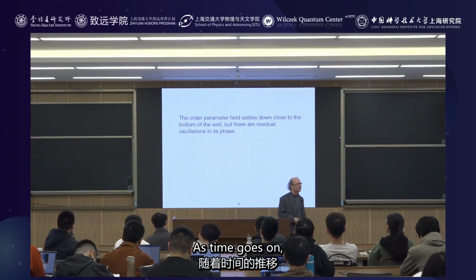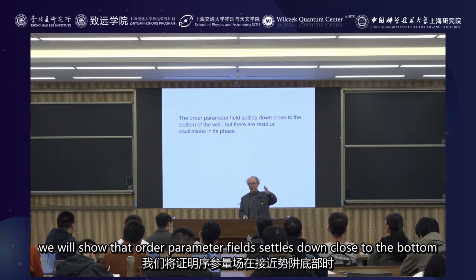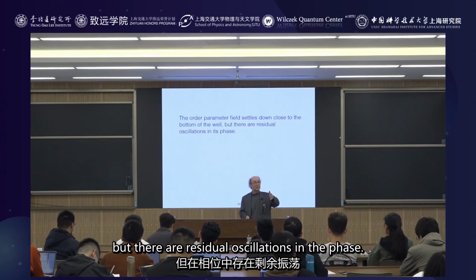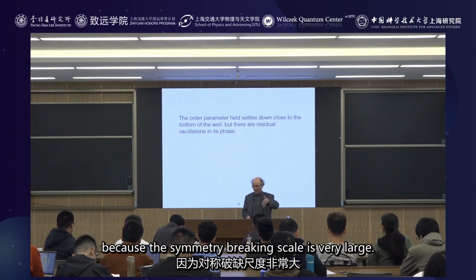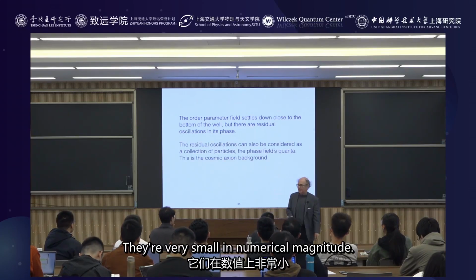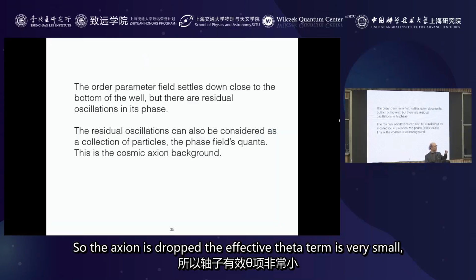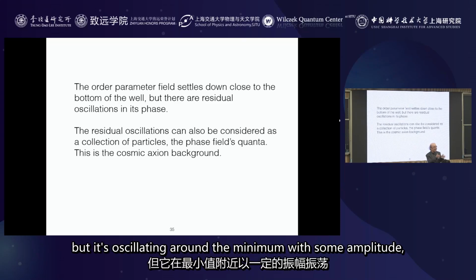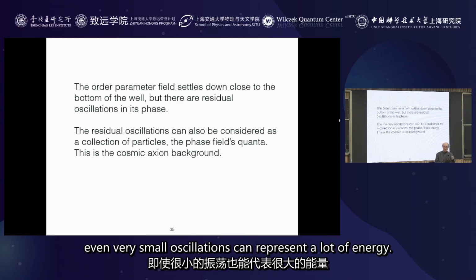As time goes on, we will show that this order parameter field settles down close to the bottom of the well, but there are residual oscillations in the phase. The phase is very weakly coupled because the symmetry breaking scale is very large. These residual oscillations are very small in numerical magnitude. So the effective theta term is very, very small, but it's oscillating around the minimum with some amplitude. Because it's so stiff, even very small oscillations can represent a lot of energy.